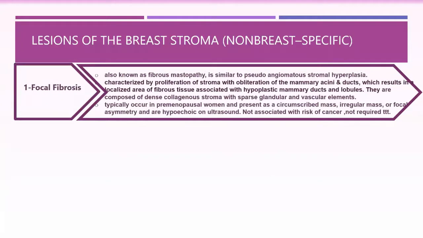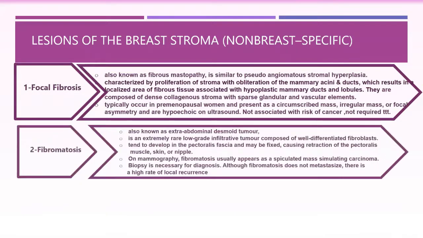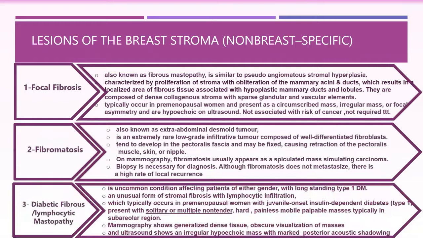So we finish the breast-specific stromal type, and let us go for the non-breast-specific stroma. And these, we said, include focal fibrosis, fibromatosis, and diabetic fibrous mastopathy or lymphocytic mastopathy.